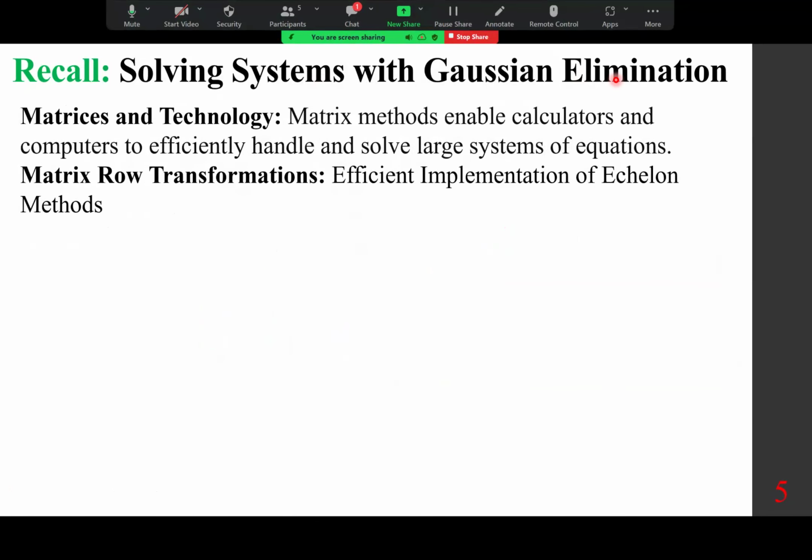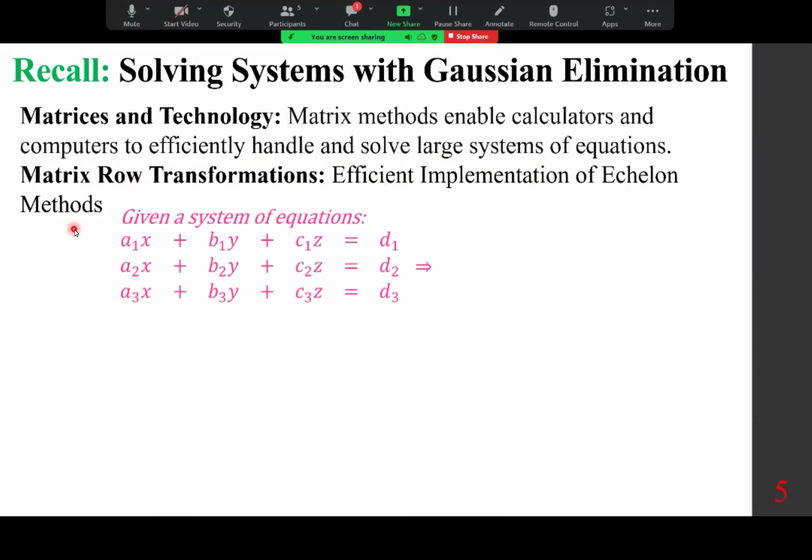Solving systems with Gaussian elimination. Matrices and technology. Matrix methods enable calculators and computers to efficiently handle and solve large systems of equations. Matrix row transformation is an efficient implementation of the echelon method.